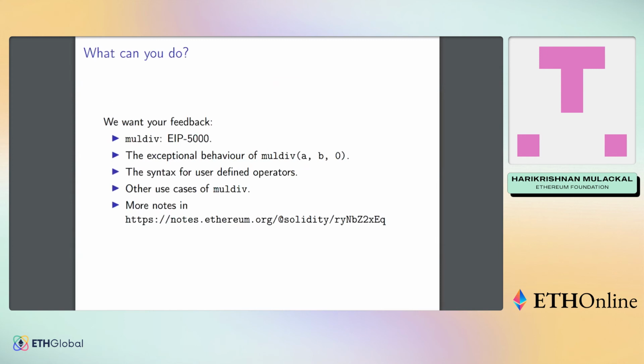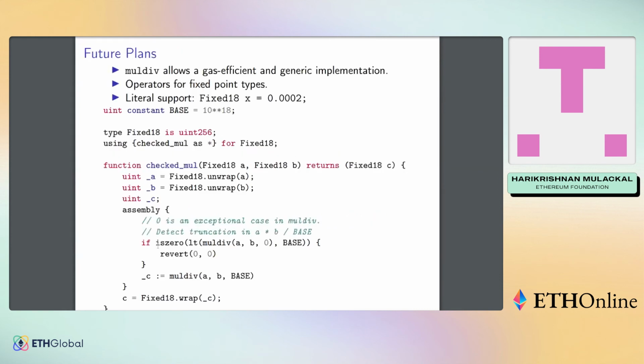So what can you do now? The Muldiv EIP is still a relatively new proposal. We want to get as much feedback as possible. For the EIP, feel free to talk to us. We want especially to get feedback about the exceptional behavior around the value 0. So that is Muldiv A B 0 is treated in a special case. There are ways to get around it. You can treat A B 0 as 0, but then there is more gas to actually deal with this truncation, detecting the truncation case.